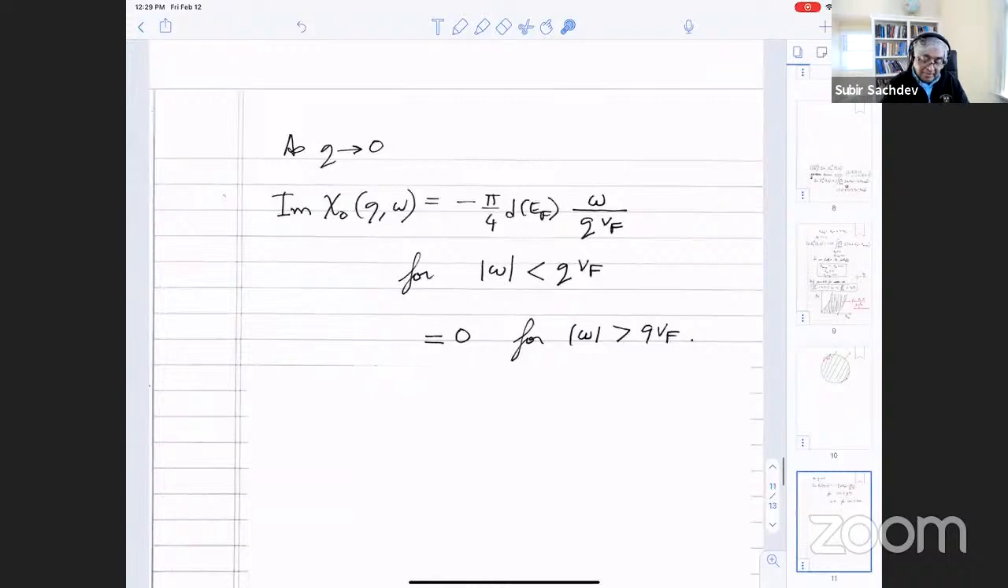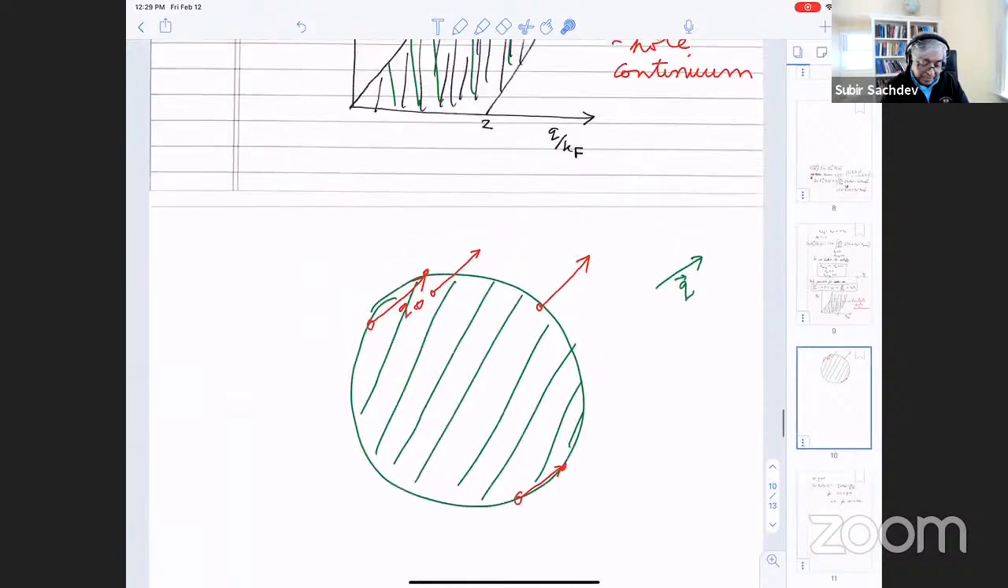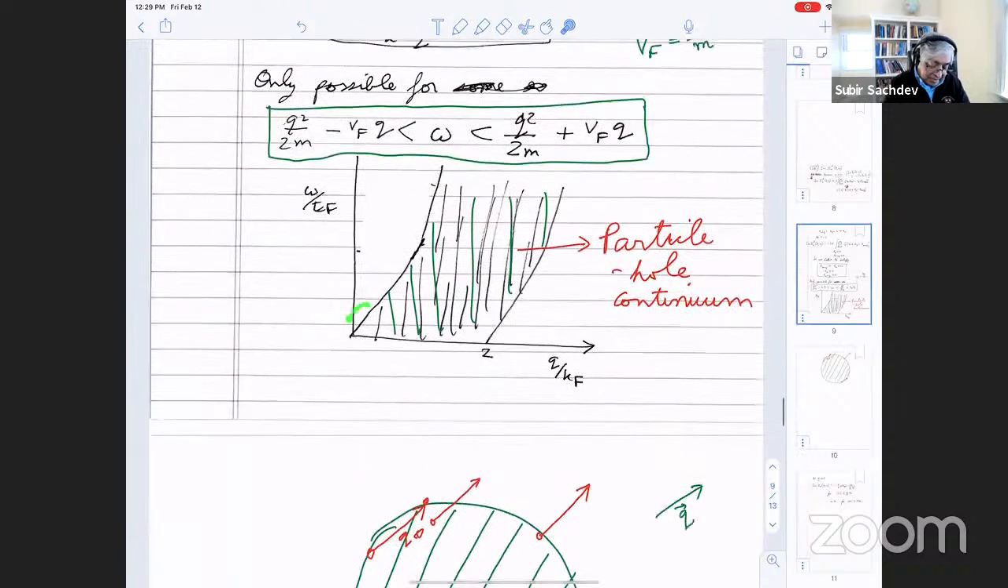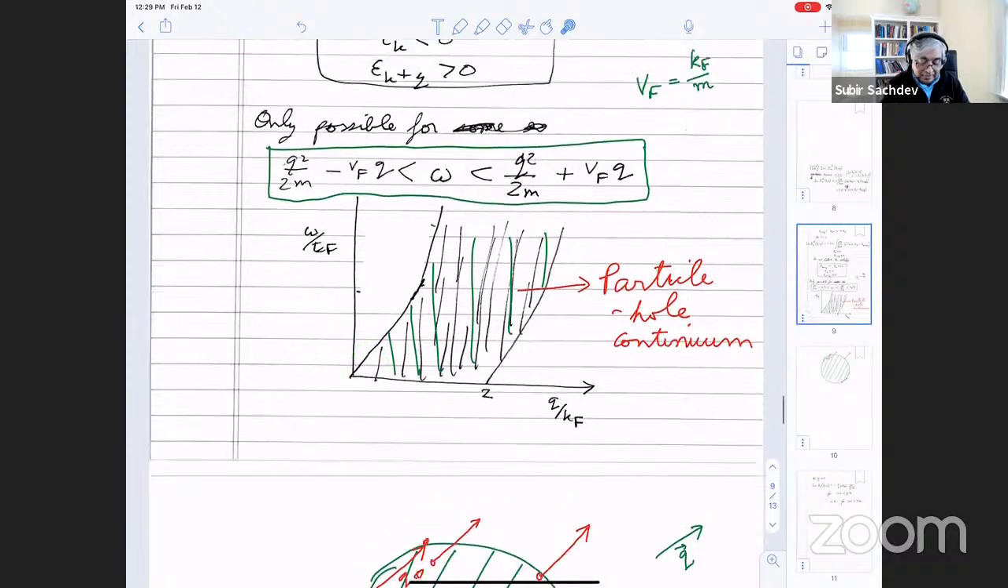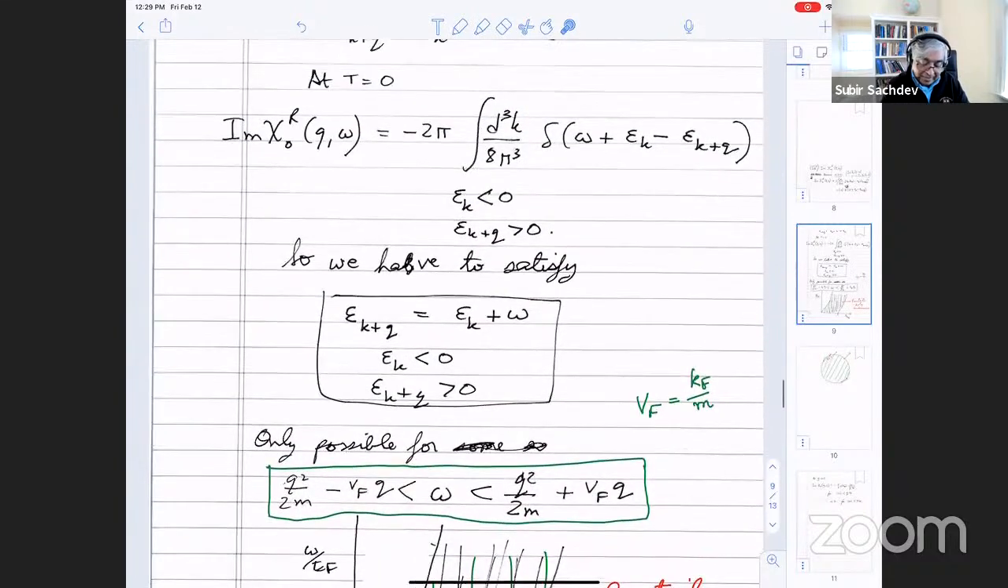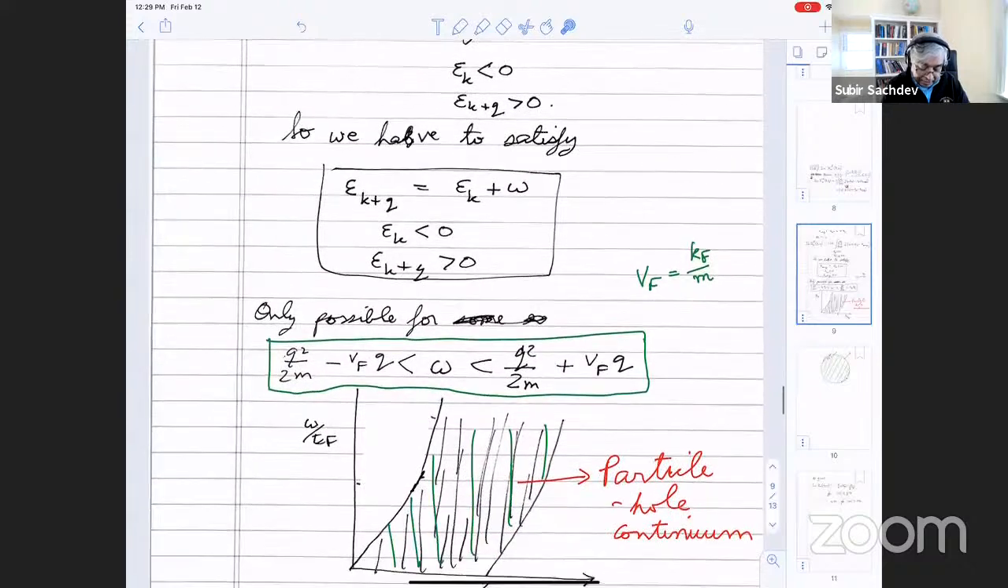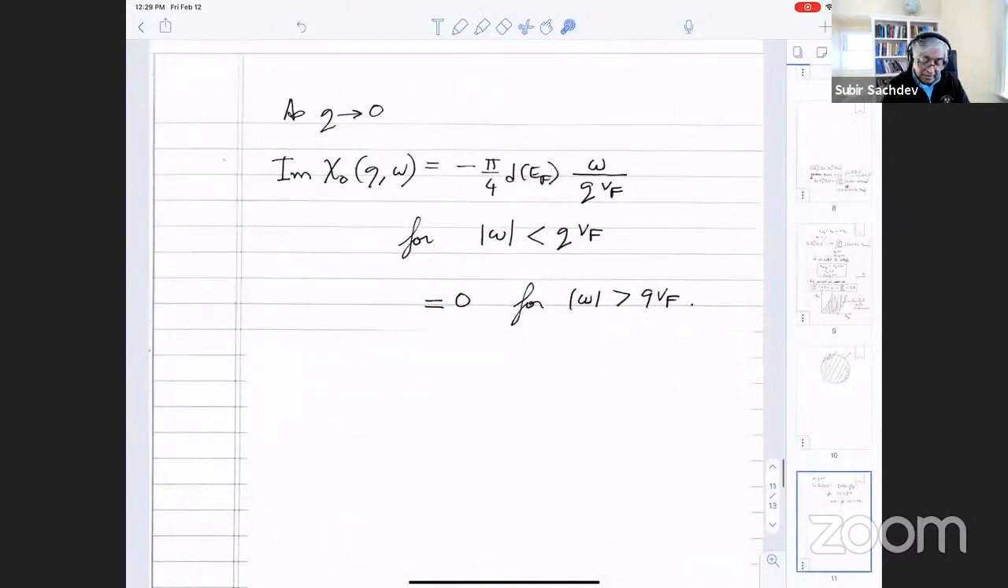Now, there is one limit where you can evaluate this integral exactly, and I will leave this as a homework problem, which is way down here. In this region here, you can evaluate this integral with no trouble, really. You just make the small k approximation. Write this as ek plus k dot q cos theta and do that integral. When you do that integral, what you find is that this response function is equal to the density of states times omega over qvF.